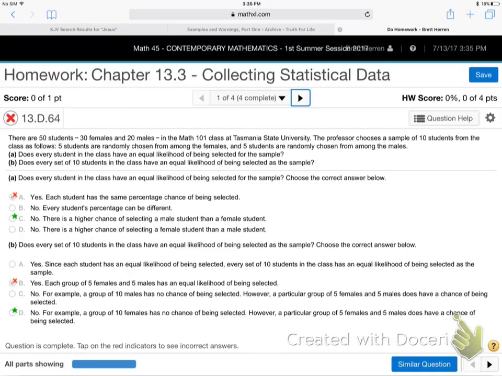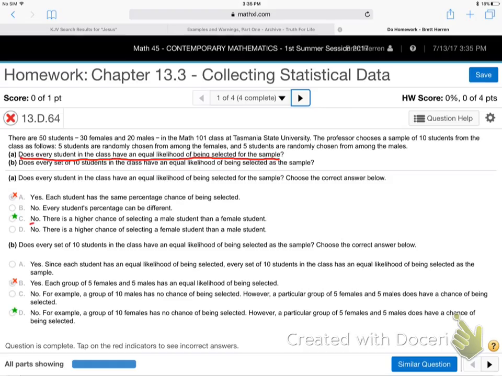Okay, 13.3. 50 students, 30 females, 20 males. Math 101 class at Tasmania State University. The professor chooses a sample of 10 students from the class as follows: 5 from among the females, 5 among the males. Does every student in the class have an equal likelihood of being selected for the sample?